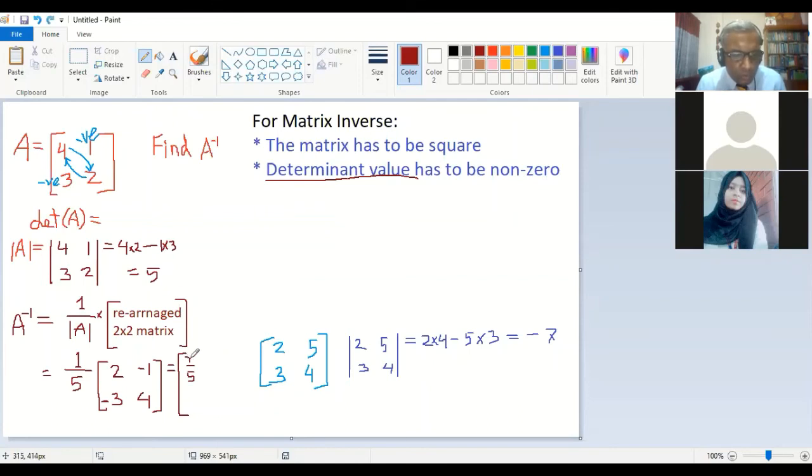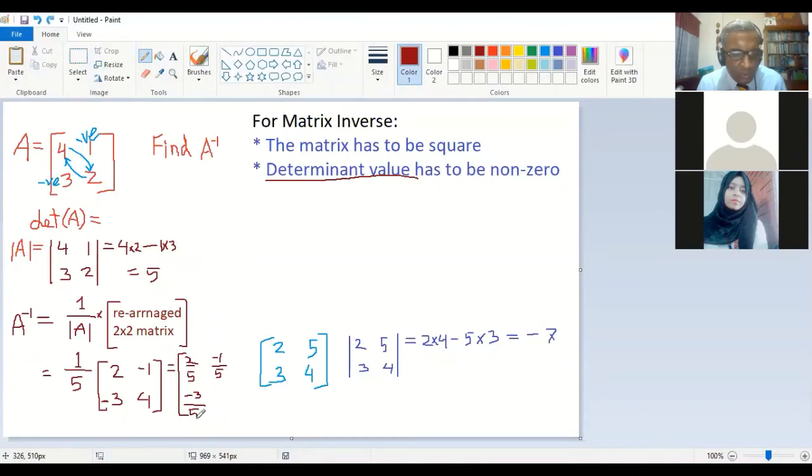There is no specific why answer. This is a working technique. That is what we are doing. We are doing the inverse of a matrix, and to do that, we have to follow the steps.